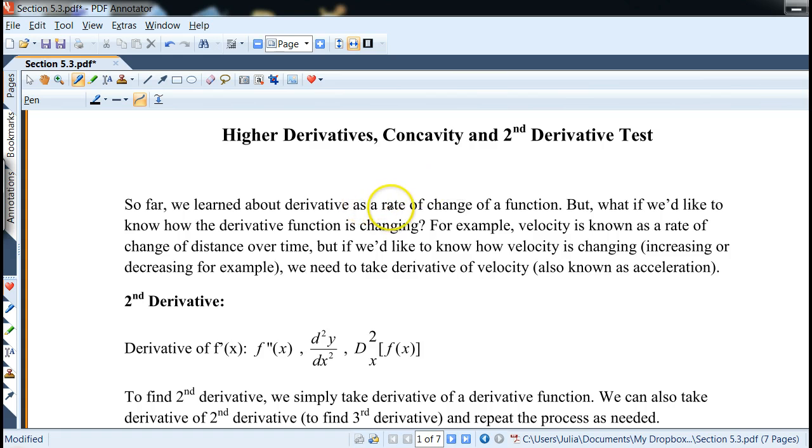Why would we want to do that, for example? Well, let's say we have velocity, which is a rate of change of distance or position function. What if we wanted to know how much velocity is changing? How much velocity is increasing or decreasing, for example? Well, if we take the derivative of velocity and keep track of how much velocity is changing, then it's known as acceleration, which is actually the second derivative of the position or distance function. So that's how it works.